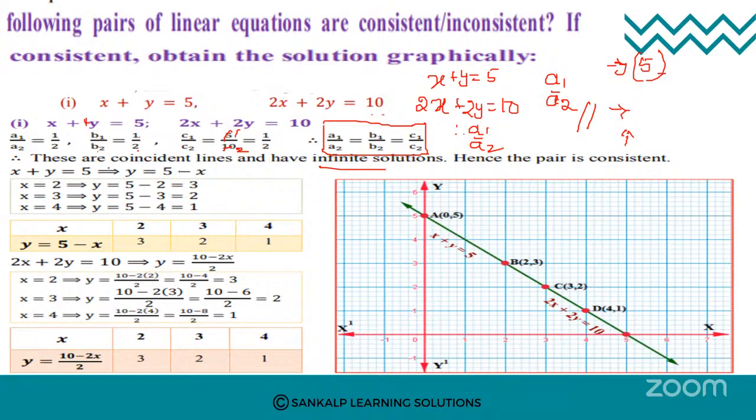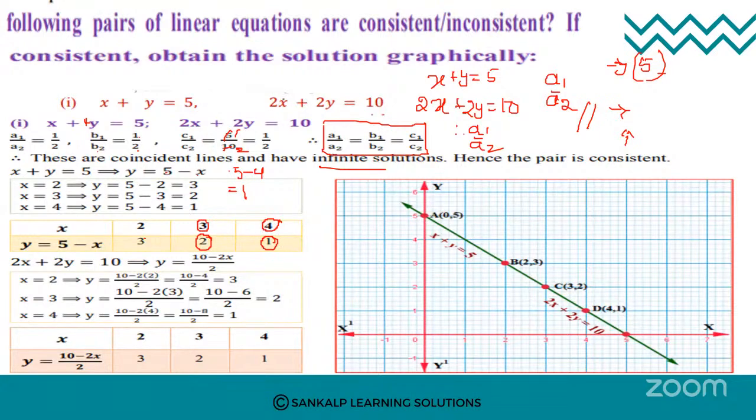Now for the y value, transfer this x to the other side, then y is 5 minus x. If you put x is equal to 2 in this equation, y value will be 5 minus 2 is 3, right? x is equal to 3, 5 minus 3 is 2. If x is equal to 3, y value is 2. If you put x is equal to 4, then 5 minus 4 is 1, right? So when x is equal to 4, y value is 1.